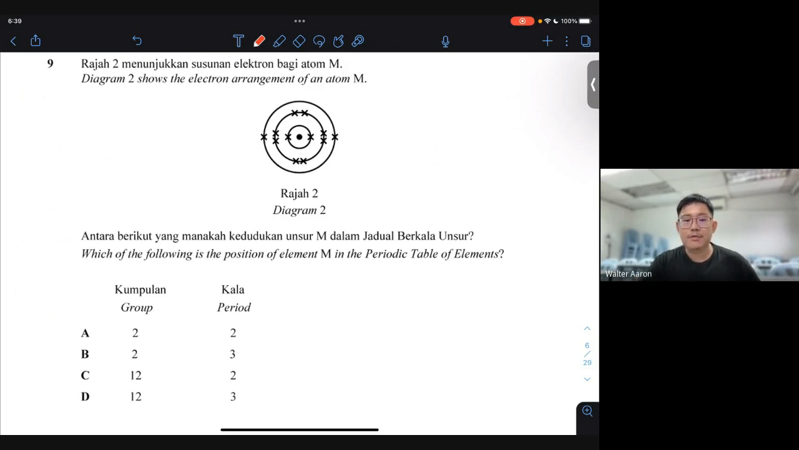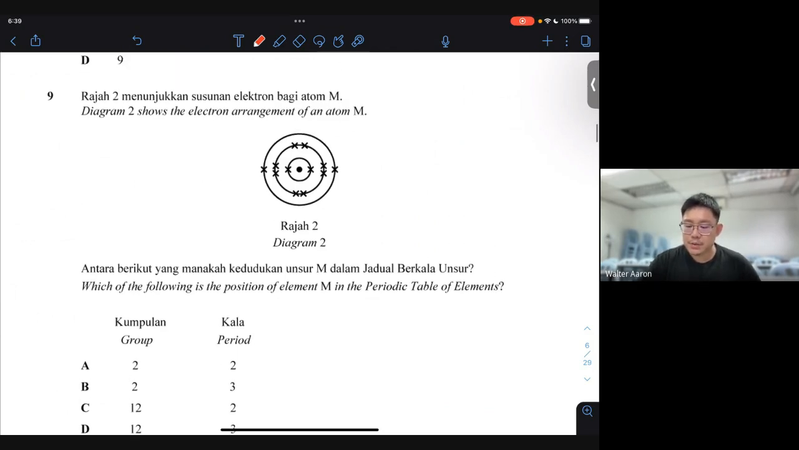The number of valence electrons corresponds to the group that the particular element is in. Another thing is that the period refers to the number of electron shells it carries. To keep it simple, group is equivalent to the number of valence electrons that the atom has, and period refers to the number of electron shells that the atom has.